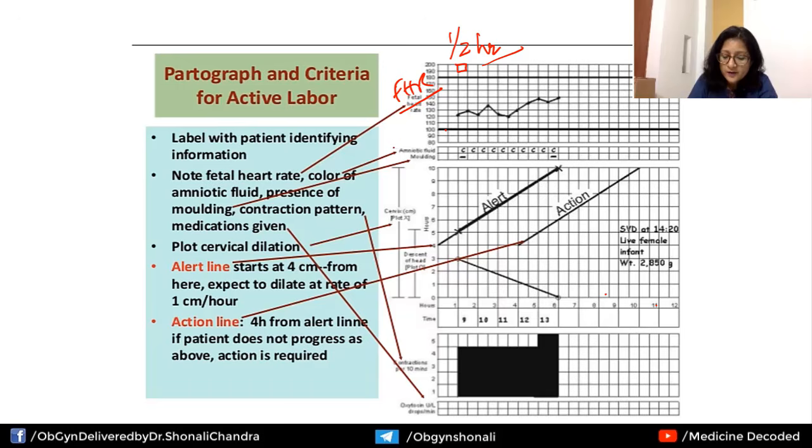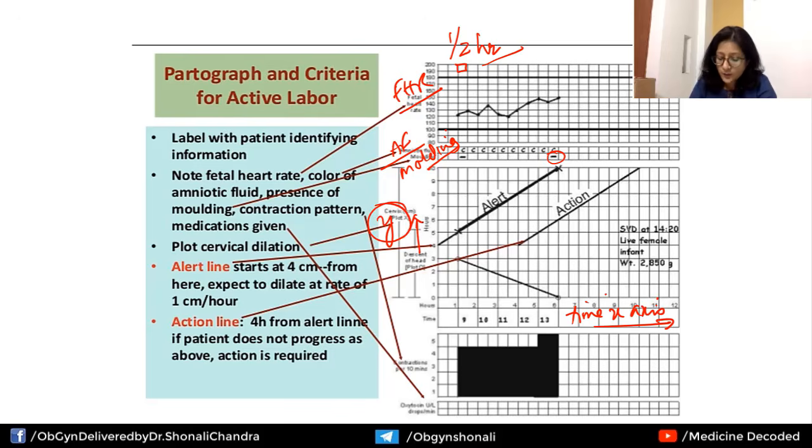There is a graph where you have to mention the amniotic fluid. If it's leaking, you will have to see the color. If it's clear, you mention C. If it is meconium stained, you mention M. If it's blood stained, you mention B. Similarly, molding: if molding is present, you make a plus sign, and if it's absent, you make a minus sign. Below that you can see another graph where you plot time on the x-axis, and you plot the cervical dilatation and descent on the y-axis.